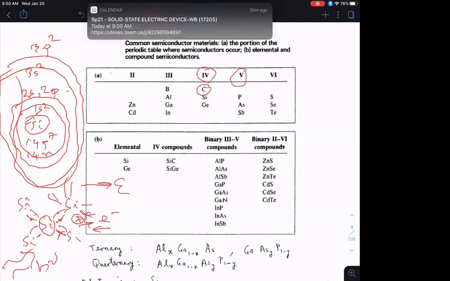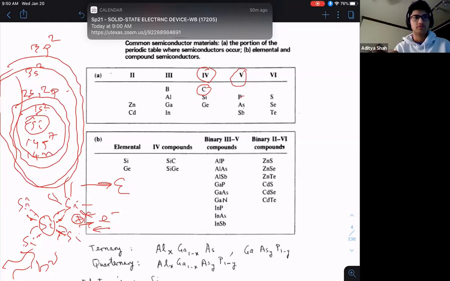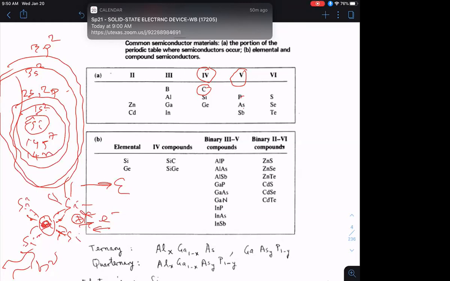Now, if it's column 5, can anyone tell me how many electrons a phosphorus atom or an arsenic atom would have in the outermost valence shell? 5. Excellent. Okay, so let's see if I replace the silicon atom with, say, a phosphorus atom. What's going to happen? Well, it's got 5 electrons. 4 of those would go towards meeting these 4 covalent bonds, but then the 5th one has nowhere to fit, right? So that is then going to act as this conduction electron, okay, that can roam around in the direction opposite to the electric field. You can also do that with arsenic or antimony.